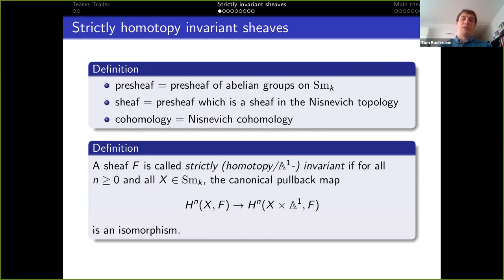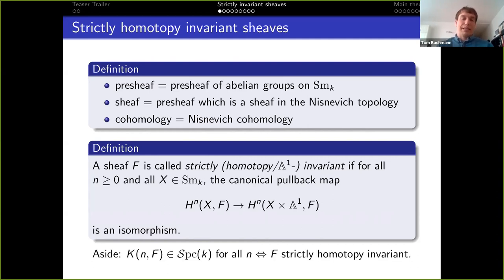Because it's a bit long, sometimes it's called a strictly A1 invariant sheaf or just a strictly invariant sheaf. What it is, well, it's just some presheaf, or some sheaf in the sense of the definition above, which has the property that the cohomology is homotopy invariant. So if you take any smooth variety X, there's this projection map from X times A1 to X, and so you can pull back in cohomology. What I want is that the sheaf itself is homotopy invariant, and the first cohomology, and the second, and so on and so forth. They're all homotopy invariant. So basically these are the basic objects of study for the rest of the talk.